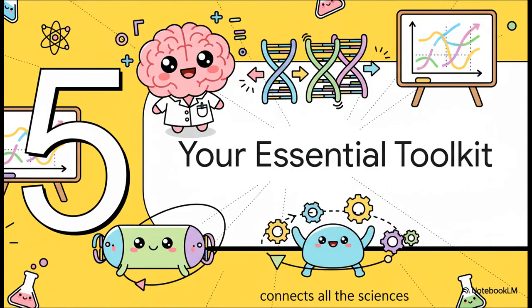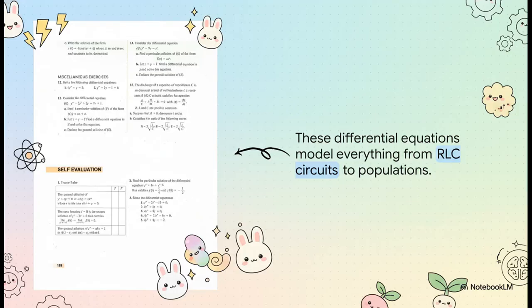So you see, this way of thinking, seeing functions as stories and derivatives as how we analyze the action, is your essential toolkit. This is what ties all the sciences together. So what you're looking at here, this is the math that actually writes these stories. These are called differential equations, and they're literally built using derivatives. They describe the rate of change itself.